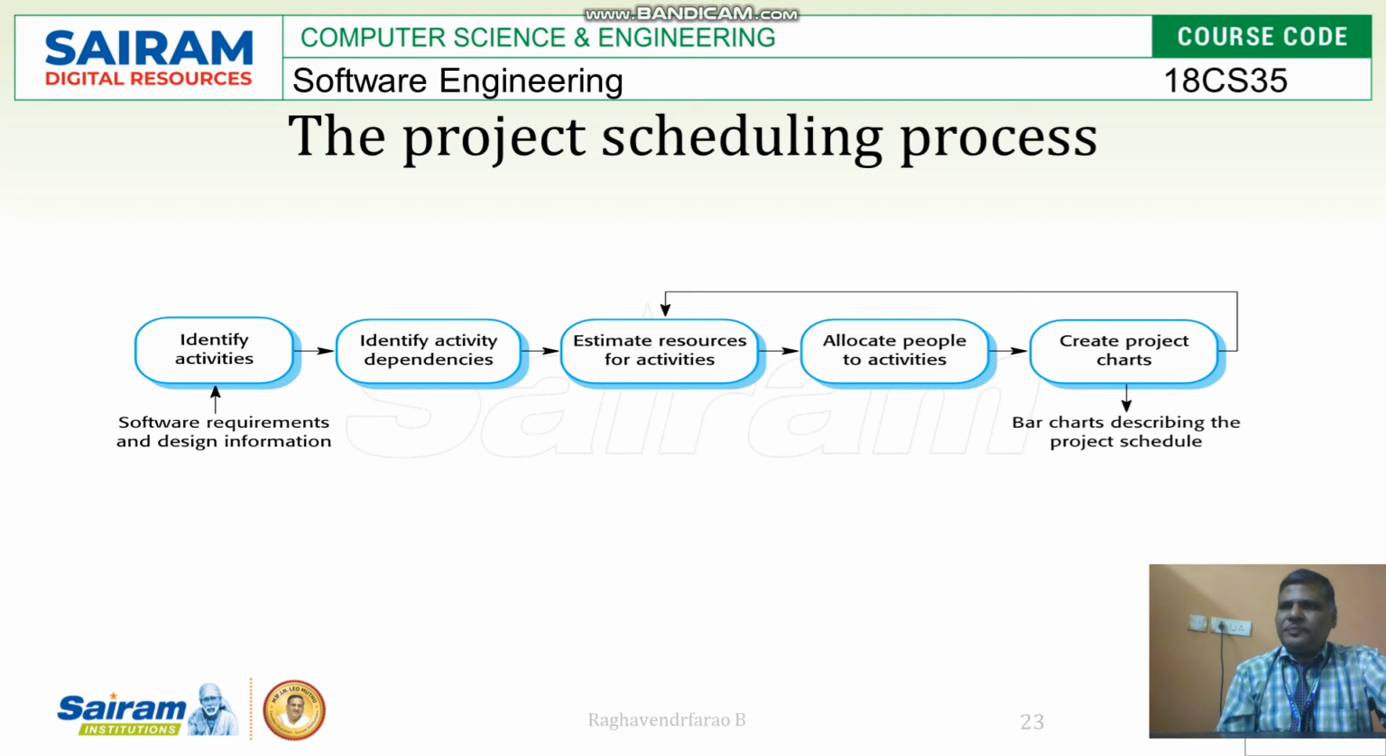You should start with the task, then the people being assigned, and show the progress using charts. Bar charts can be used to describe the project schedule and how it looks, so that you are able to see it, and this will be repeated till the project completes. That's why after this chart preparation, it goes back to estimating resources for activities again. This will continue till the end of the project.